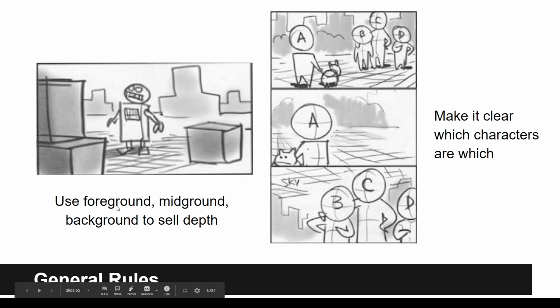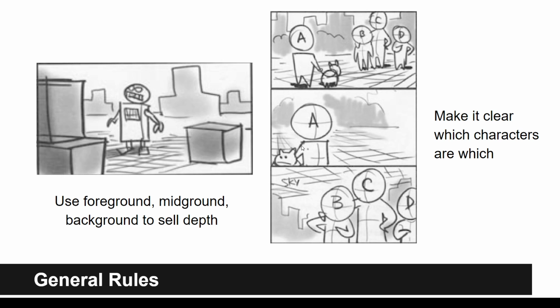Use foreground, midground, and background to sell depth. Establishing something in the foreground and something in the background can really help you get a sense of the space. Again, just like the perspective, you don't have to do this for every storyboard frame, but you might want to do it for some of them, just enough so that when you're pitching your ideas, people can understand, oh, okay, this space is like this, the character's in this, okay, it's going to make a lot more sense for me.